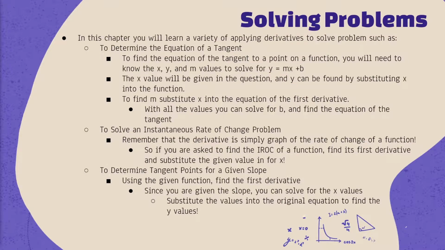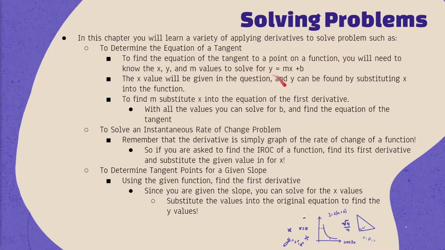To find m, which is the slope, you'll actually need to find the first derivative of the function. Notice how I say the first derivative. That's because there's a lot of derivatives that you could do. Like if you take the derivative of a derivative, that's the second derivative. So just to be super specific, we're talking about the first one here. Once you find the first derivative, you need to just substitute x into that equation. And now you've found m.